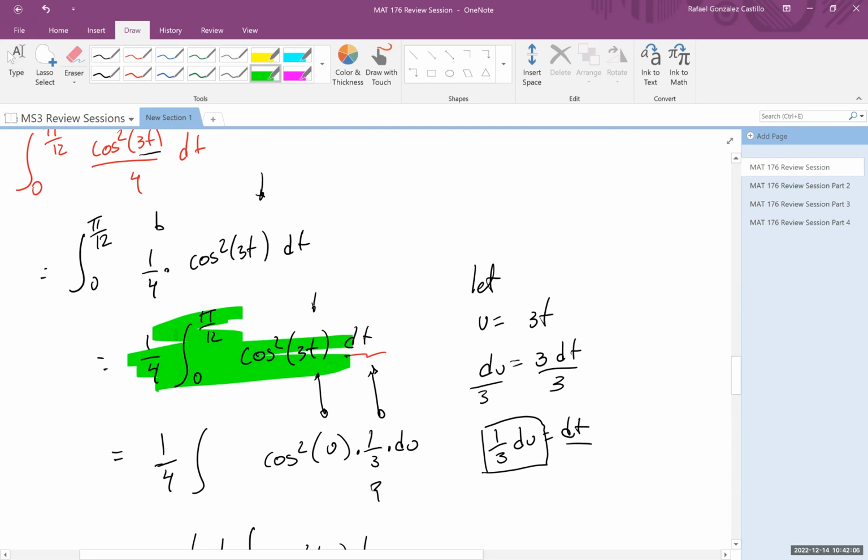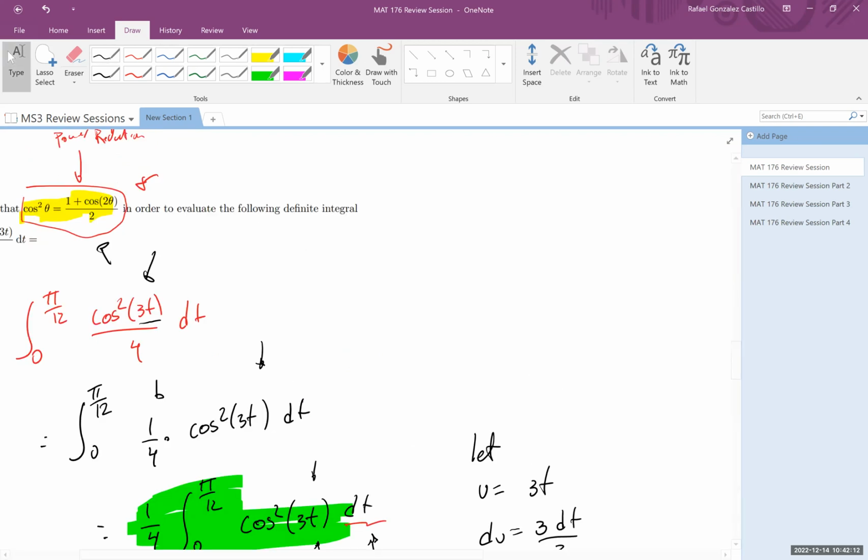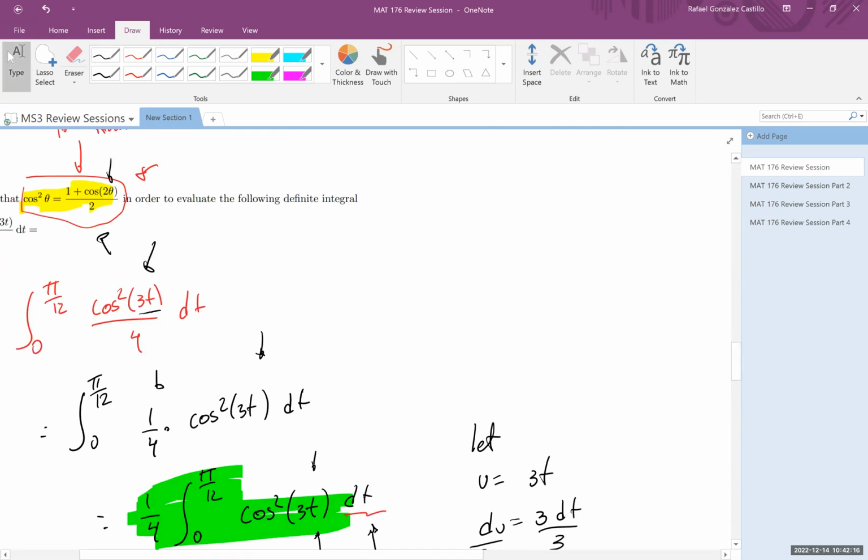You cannot. And the reason why you cannot is because the power reducing formula says that you have to have 2 theta in there. And we have 3t, not 2 theta, theta by itself, not 3 theta. So you first have to rewrite the whole cosine squared to look like theta. So you have to use the substitution first.